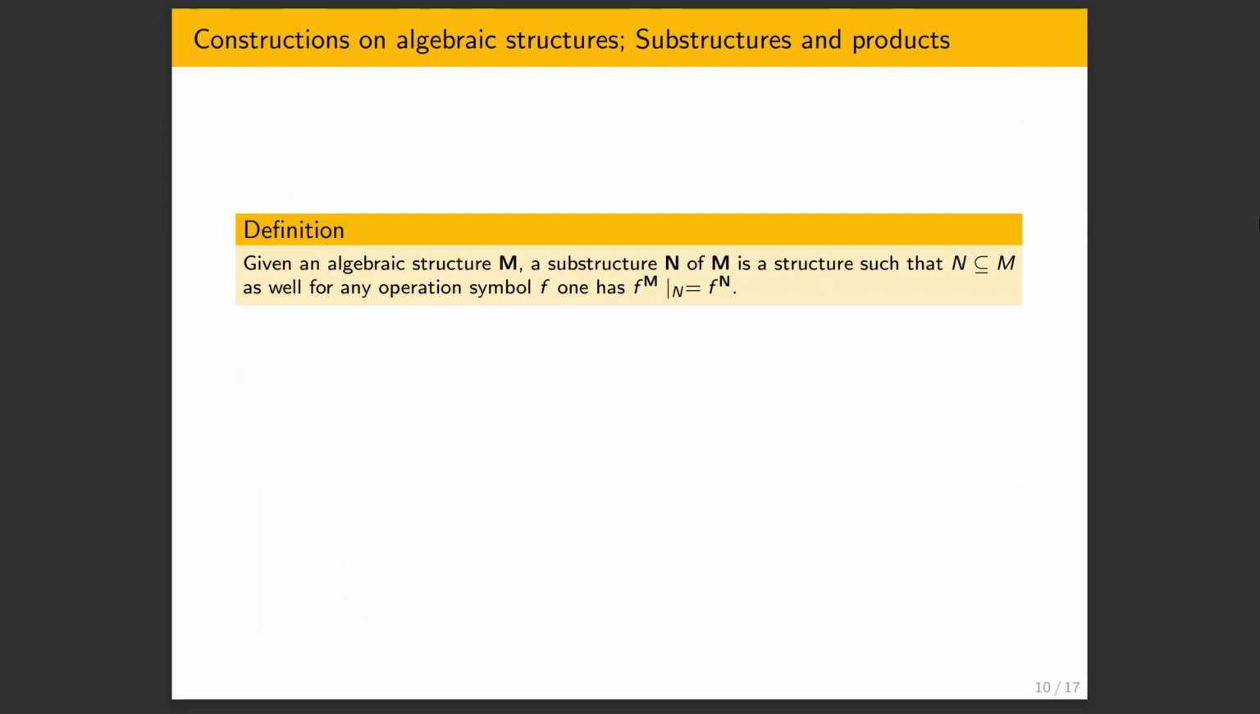Another very natural notion is that of substructures. And now I specialize to algebraic structures because that's what's relevant in universal algebra. But we can also do substructures and things like that with more general structures. So a substructure N of a structure M is just a structure whose underlying set is a subset of M. This is all happening over the same language, to be sure, such that the operation symbols restrict properly.